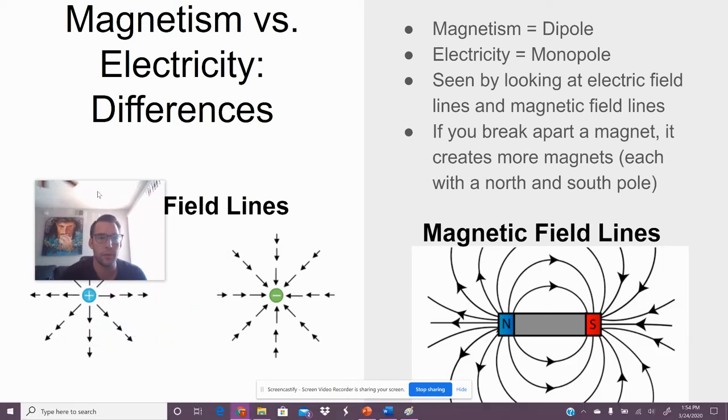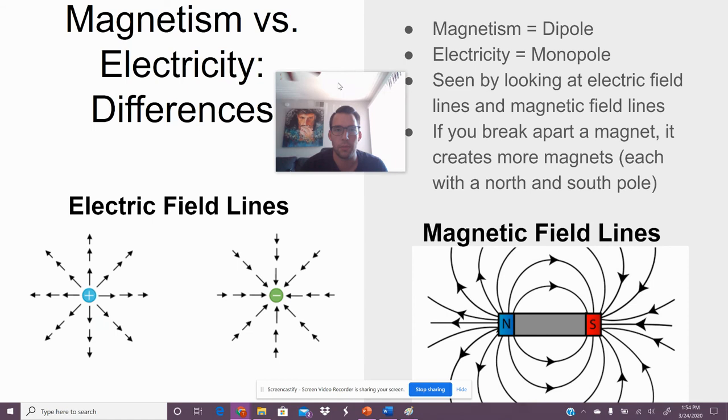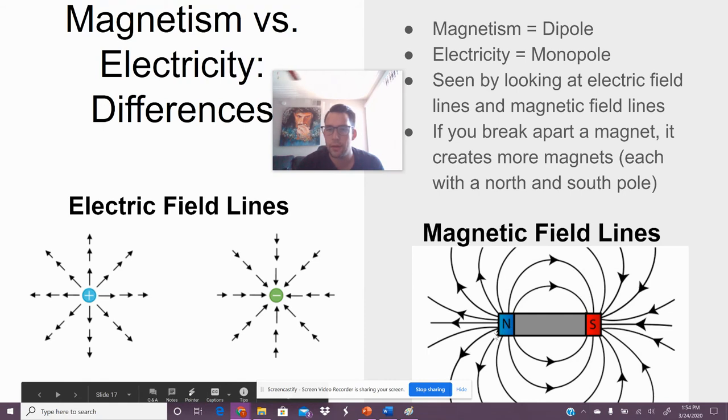So some differences. Magnetism is going to be dipole. So what that means is if you take a magnet, it's going to have a north and a south end. If you take a look at this image in the bottom, a north end of a magnet is going to have these magnetic field lines going towards the south end. And that's the case for every single magnet.